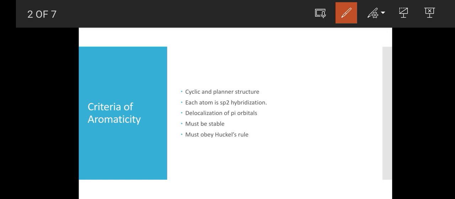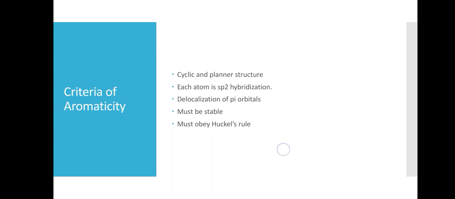Now we will see the aromatic compounds. Aromatic means a pleasant smell, that is the aroma. If a compound is aromatic, it must follow certain rules and criteria. There are four major criteria. First, it is a cyclic and planar structure. Second, it has sp2 hybridization and delocalization of pi electrons. Third, it must be a stable one. And the final one is that it obeys Huckel's rule.